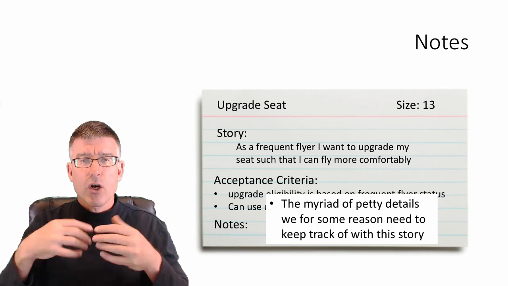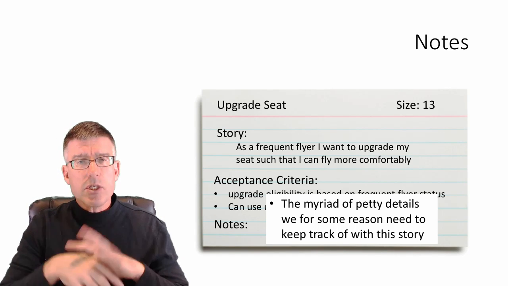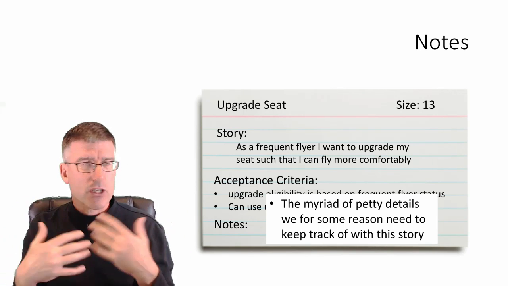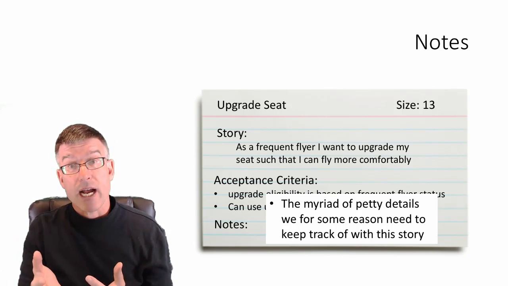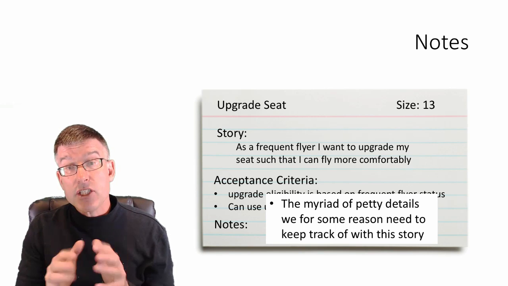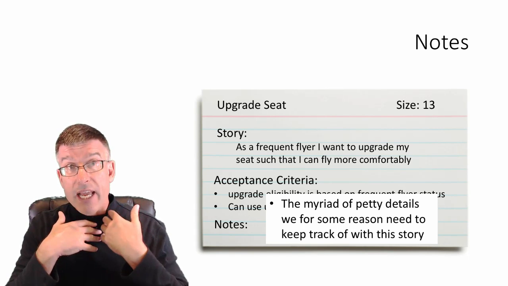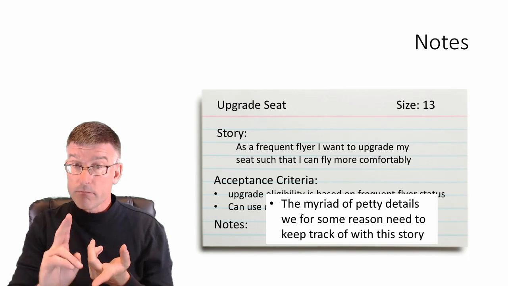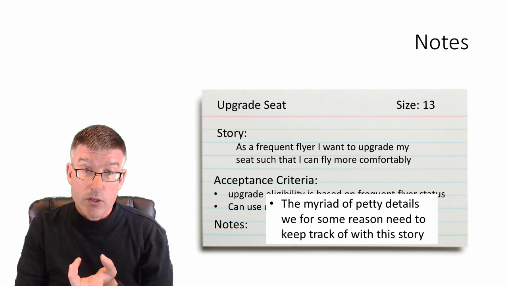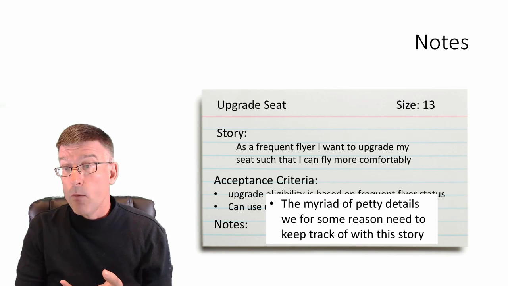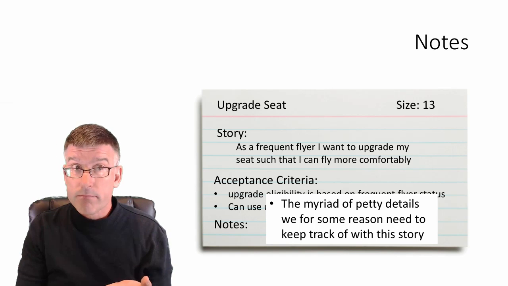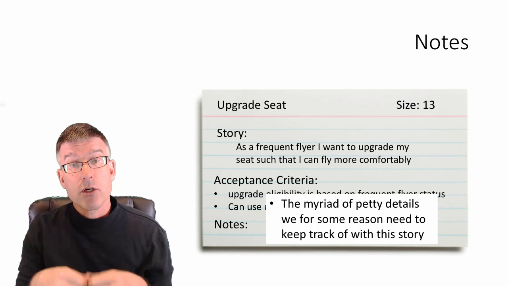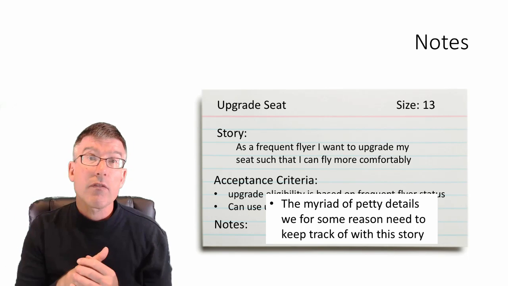Finally, we get to this thing called notes. Notes is just a place where we put the myriad of petty details that for some reason or other we need to keep track of. Now, I just have the notes as a blanket for all the other information we might have to track with this user story. Consider something like maybe we need to track the author of the user story. Maybe we need to track a cost. Maybe we do need to track the hours estimate for this story. I'm just throwing that in as supplemental or auxiliary information. I'm calling all of that notes.